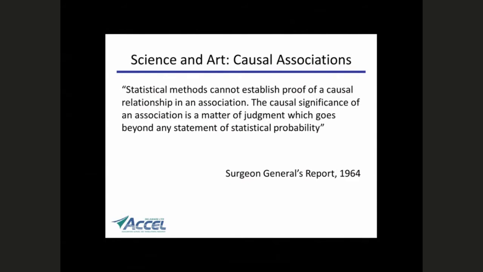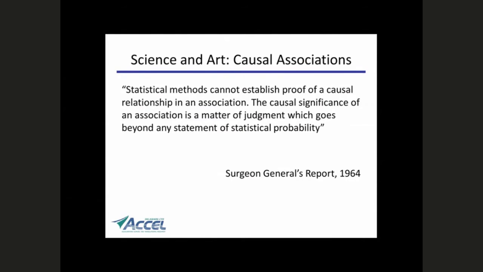A lot of the methods that we use in epidemiology really came out of the smoking and lung cancer discussions in the 1960s, and the Surgeon General's report in 1964, which said that tobacco is a cause of lung cancer, right? And in that, there was a lot of discussion around this word cause, thinking about what it needs to be a cause. And statistics alone, as the Surgeon General said: statistical methods alone cannot establish proof of a causal relationship in an association.